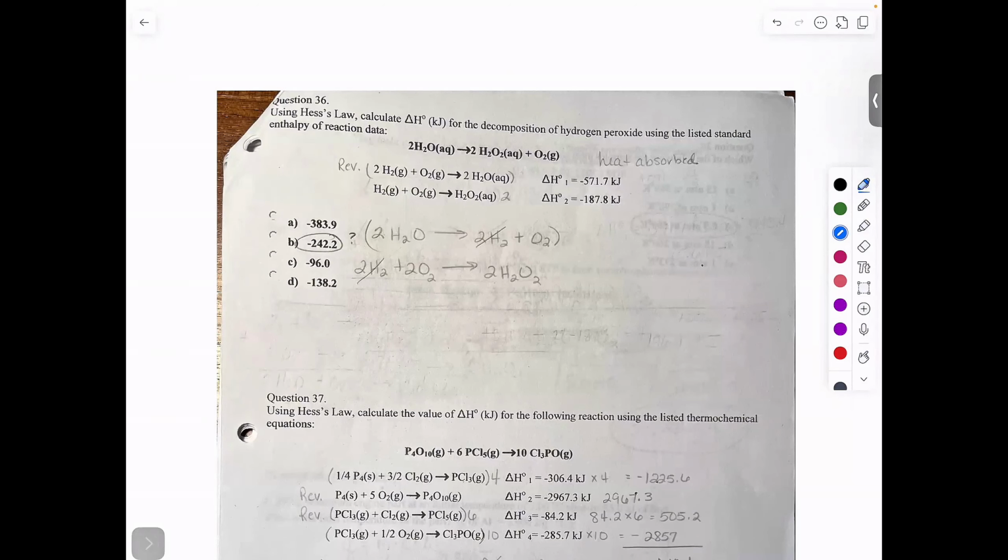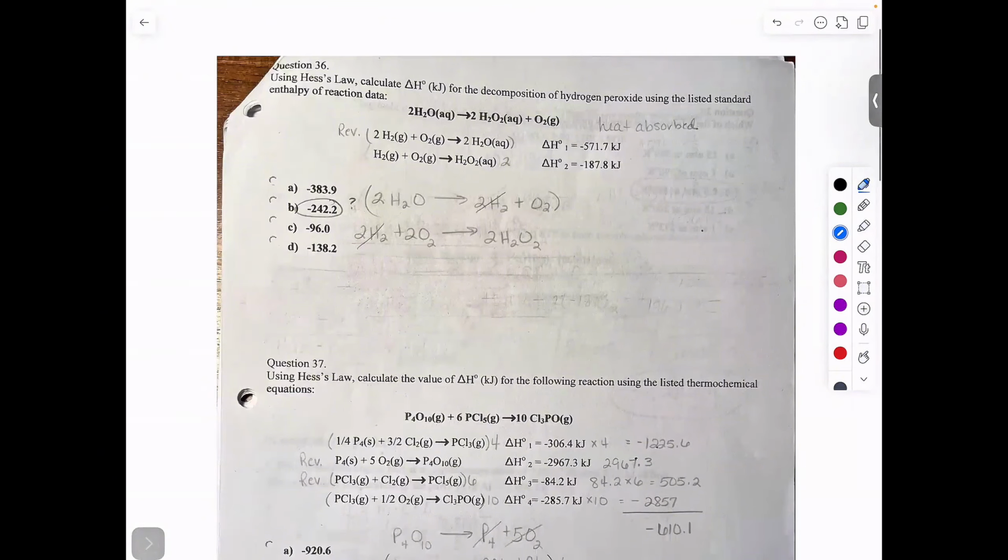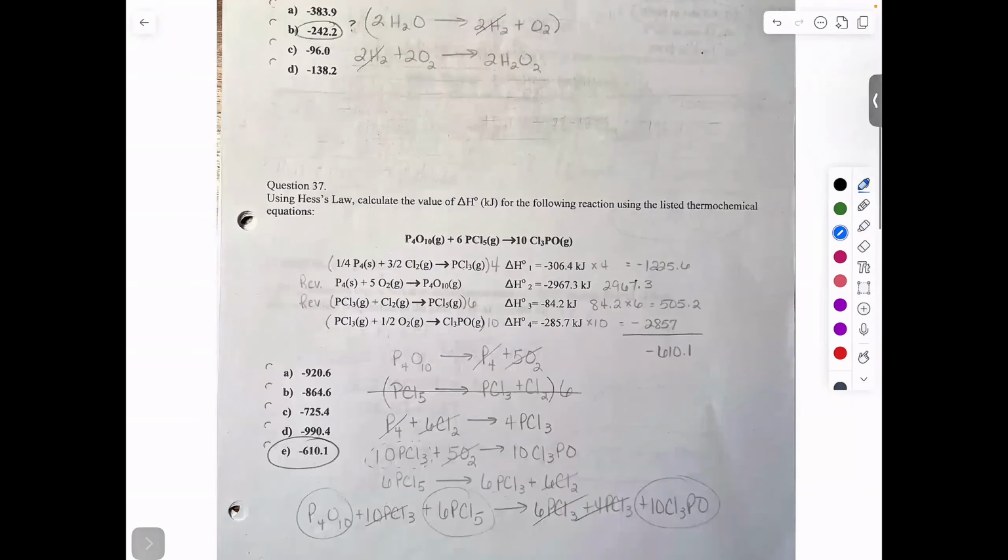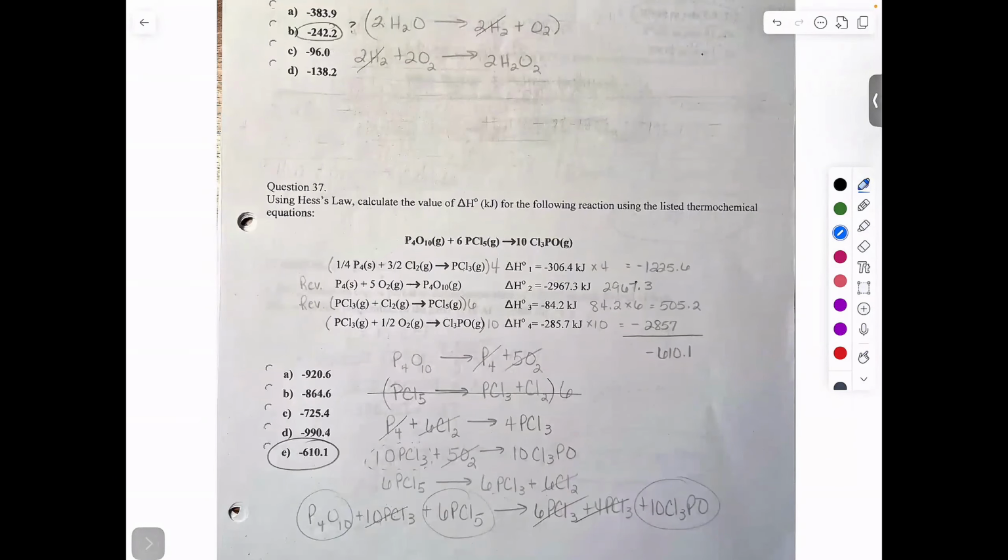Now, you'll notice two questions, of course. 36 is where we had the problem. 37 is an additional Hess's law problem. Things seem to work out here fine. You'll notice I had to manipulate 4 separate equations in order to get to this particular goal equation right here.